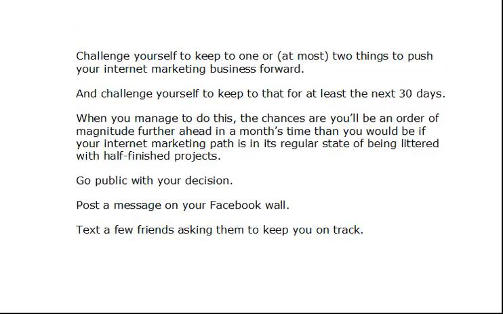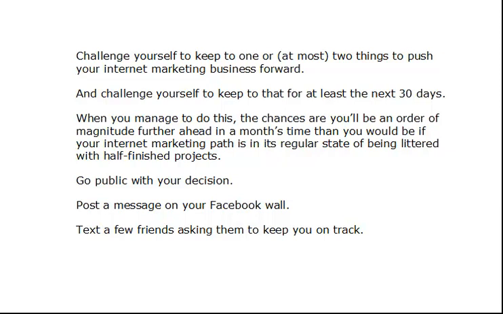So challenge yourself to keep to one or at most 2 things to push your internet marketing business forward, and challenge yourself to keep to that for at least the next 30 days. And when you manage to do that, chances are you'll be an order of magnitude further ahead in a month's time than you would be if your internet marketing path is in its regular state of just being littered all over your hard drive with half-finished products.